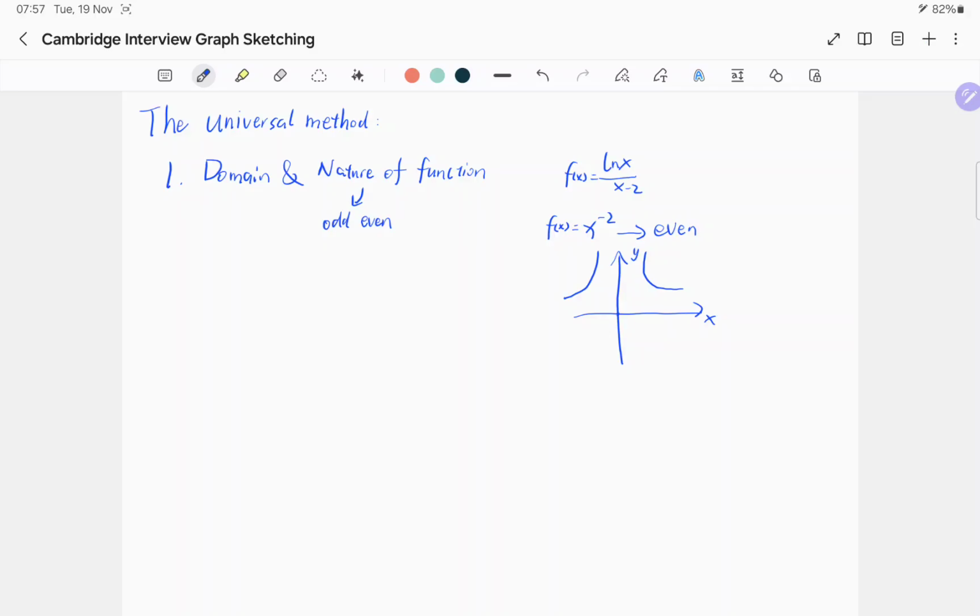So, at a glance, all you need to do is to find its domain and the nature of the function. You may like to write down the domain like this.